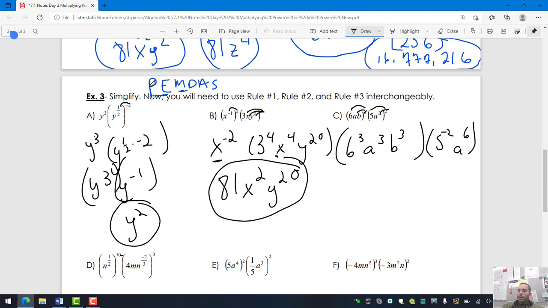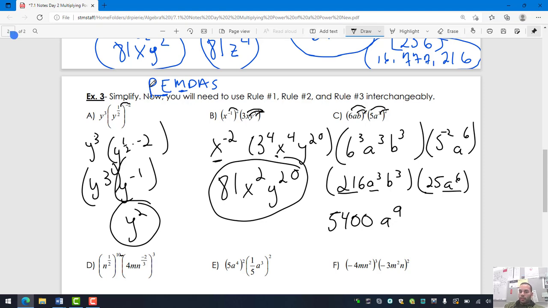Okay, now we can go ahead and clean this up. 6 cubed is the same thing as 216. Still got a cubed, b cubed. And then I've got 5 squared, which is ultimately 25, a to the 6th power. Now I can squeeze this together even further. Combine the numbers with the numbers. I've got 216 times 25. That'll give me 5,400. Use your calculator and check. I've got a cubed times a to the 6th, same base, add the exponents, a to the 9th. And then I've got this straggler of b to the 3rd, doesn't combine with anything, so it just stays as is, b to the 3rd power.